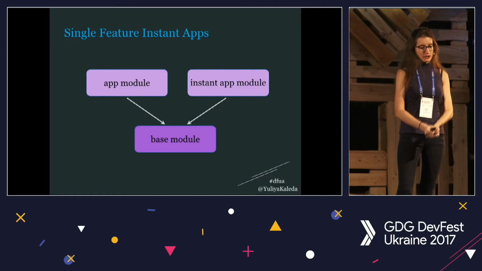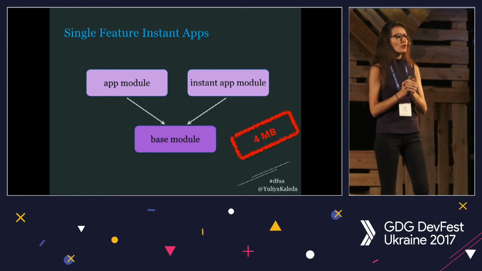As you've seen from what we've done before, it's not about adding extra code, Java or Kotlin code. It's more about adding new packages and shifting some files around. But there is an issue with single feature instant app. And the issue is a 4 megabyte size limit.